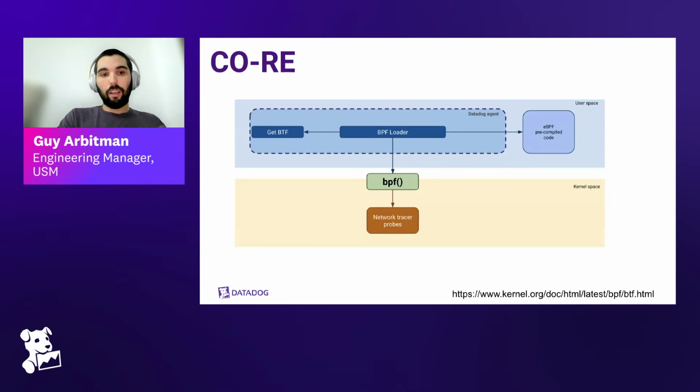So here we compile the eBPF code on our development machine, and we ship the bytecode program with the agent. On the target machine, we look for the local BTF file, and we use it in the loading process. And the eBPF deployment became almost fully portable.